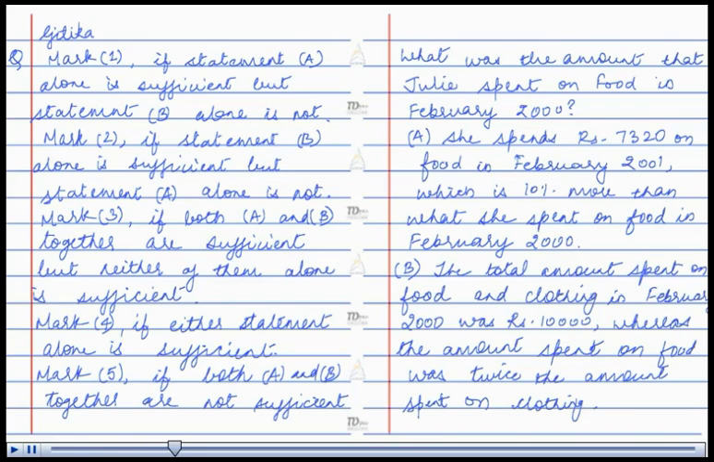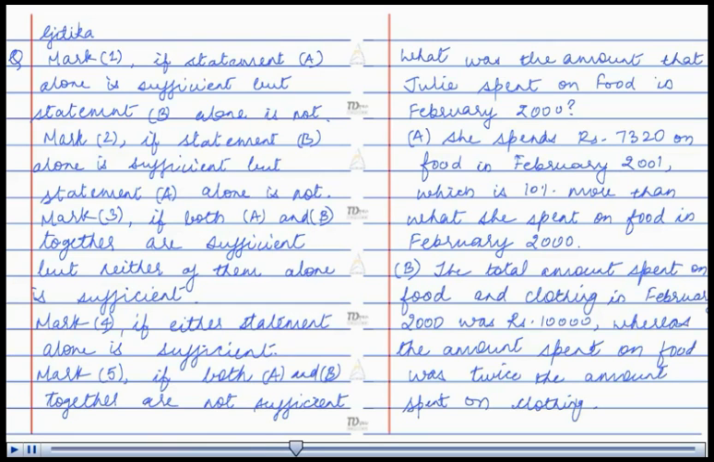A. She spends rupees 7,320 on food in February 2001, which is 10% more than what she spent on food in February 2000. B. The total amount spent on food and clothing in February 2000 was rupees 10,000, whereas the amount spent on food was twice the amount spent on clothing.